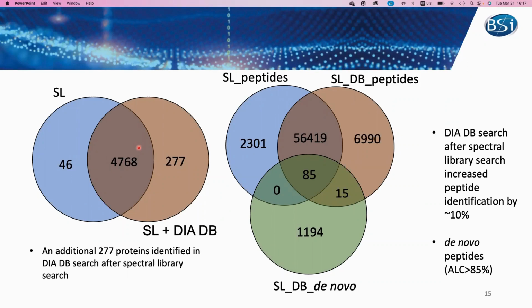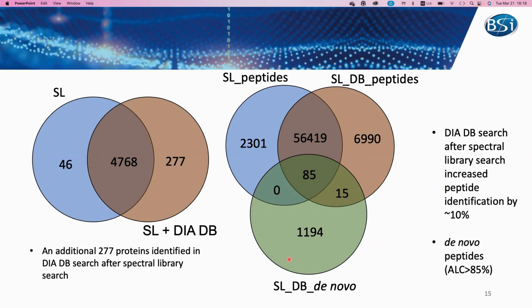When taking a close look at the common and unique identifying proteins or peptides in each workflow, we can see an additional 277 proteins were identified in the database search result following the Spectral Library Search. At the peptide level, the database search after the Spectral Library Search increased peptide identification by around 10%.